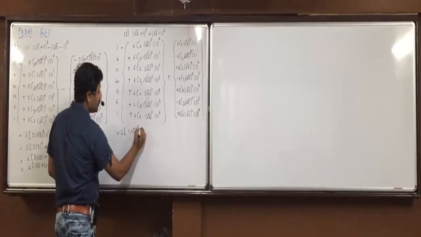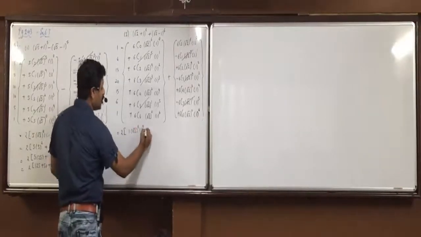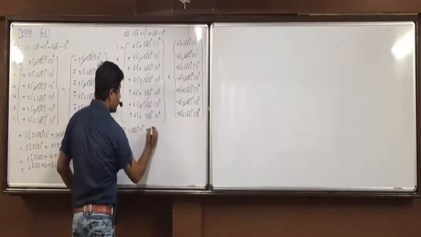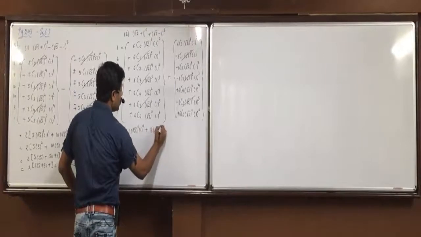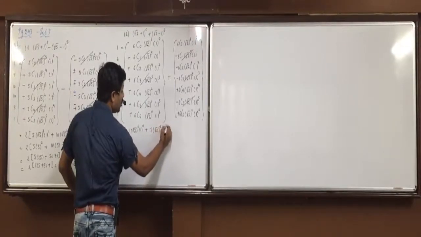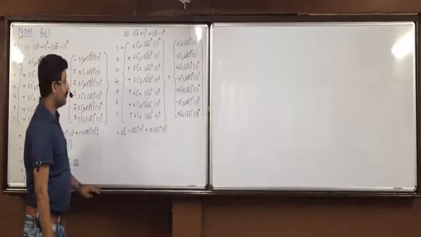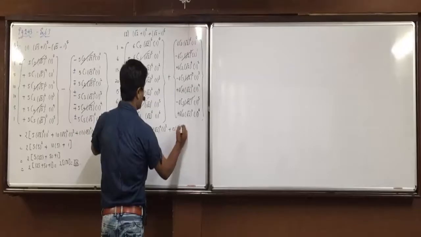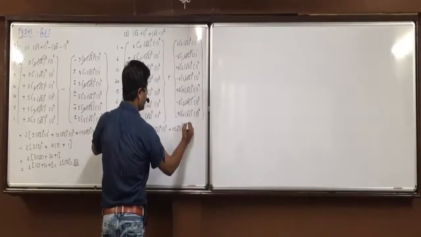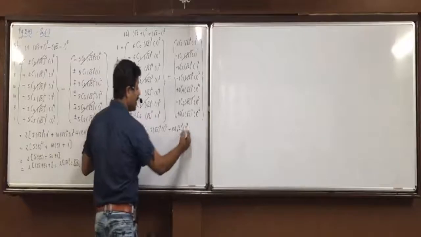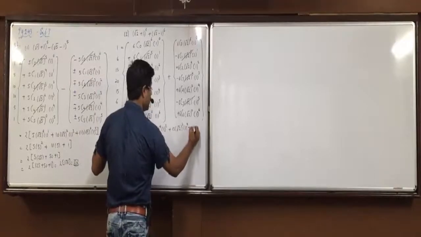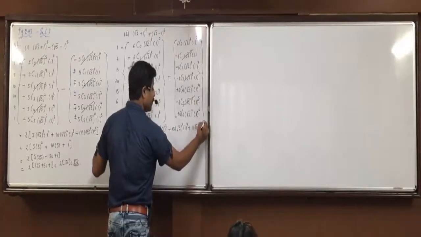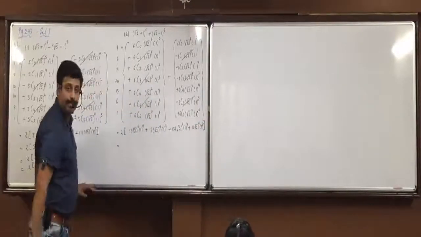1 into root 2 raised to 6 into 1 raised to 0, plus third term, that is 15 into root 2 raised to 4 into 1 raised to 2. Then again fifth term, that is 15 into root 2 raised to 2, 1 raised to 4, and lastly plus 1 into root 2 raised to 0, 1 raised to 6. Anyone having any doubt up till here?